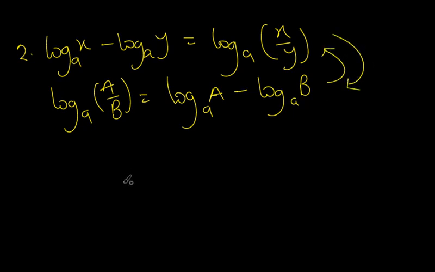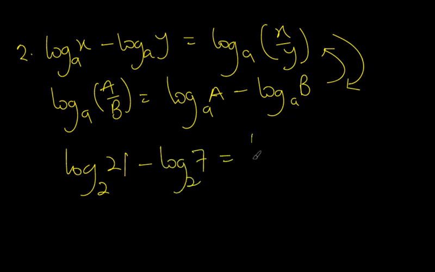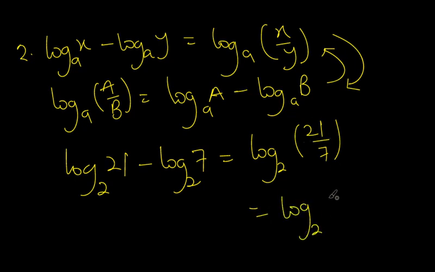So let's have a quick example of that. We have log in base 2 of 21 minus log in base 2 of 7. So this will be equal to what? Log in base 2 of 21 divided by 7. So this will be equal to what? Log in base 2 of 3. So this will be our answer. Let's take note of that. This is the second law, the subtraction law.